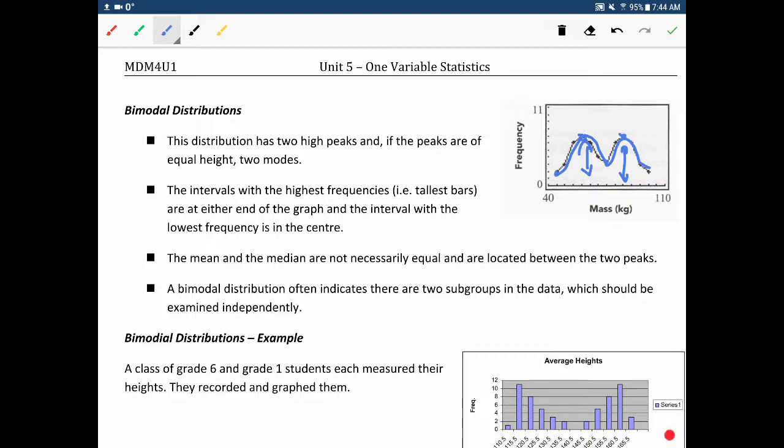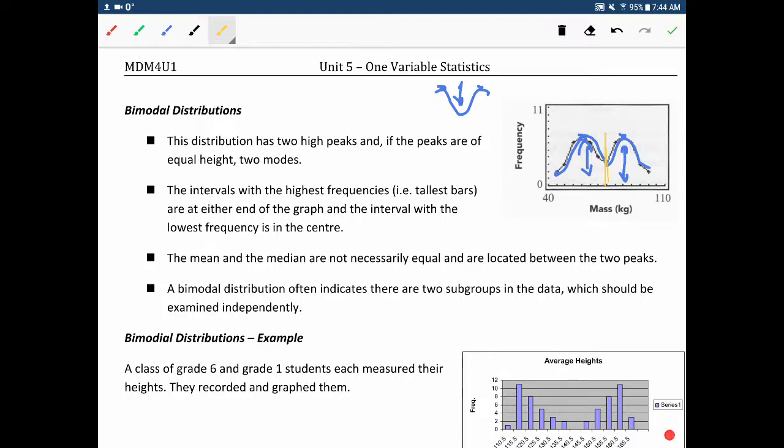Intervals with the highest frequencies are at either end of the graph. It doesn't have to look exactly like that; as long as you see 2 peaks, that means it is bimodal. That's what's important there. And then it has a low point in the middle. The mean and median are not necessarily equal and are located between the 2 peaks, so they would be somewhere in there. They might be the same, they might not. In the normal distribution, they were both the same.